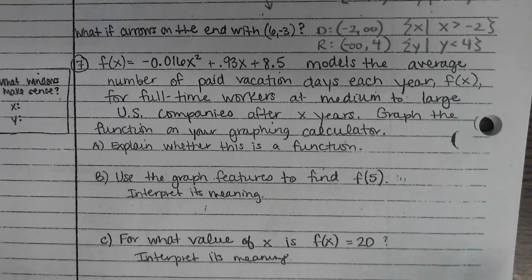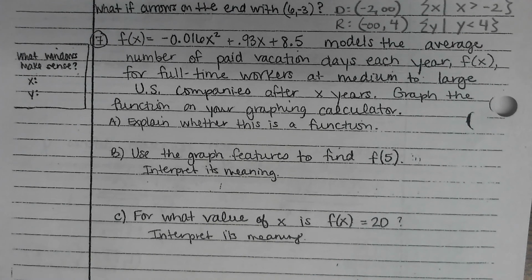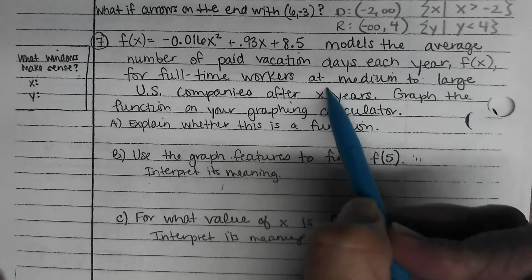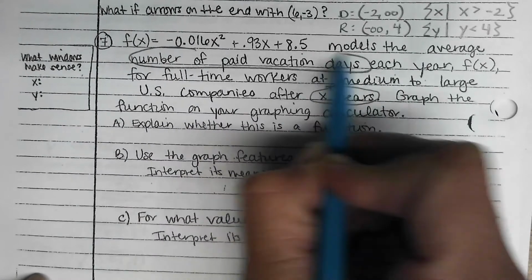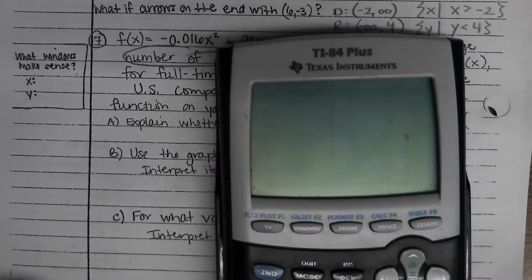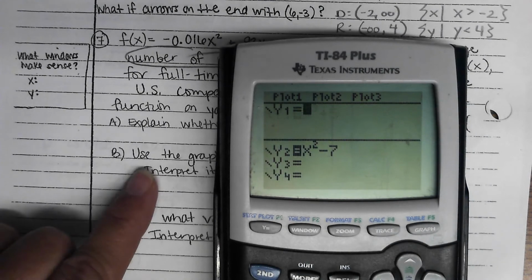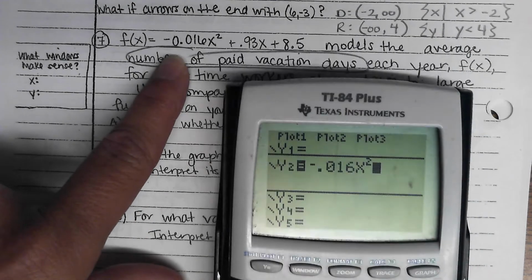We have a function that's modeling the average number of paid vacation days each year for full-time workers at medium to large U.S. companies after X years. So X stands for the number of years, and F of X is the average number of paid vacation days. Graph the function on your calculator. Okay, so I'm just going to type this in, negative 0.016 x squared.